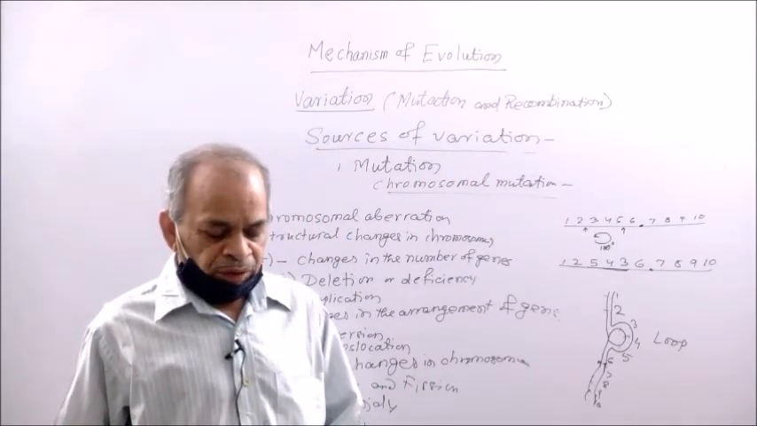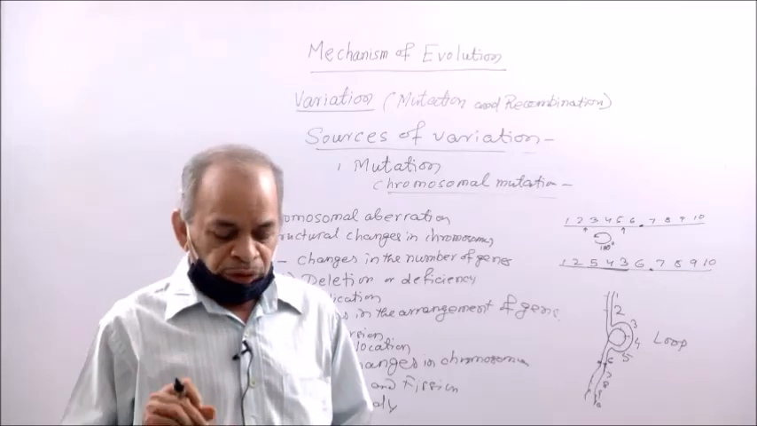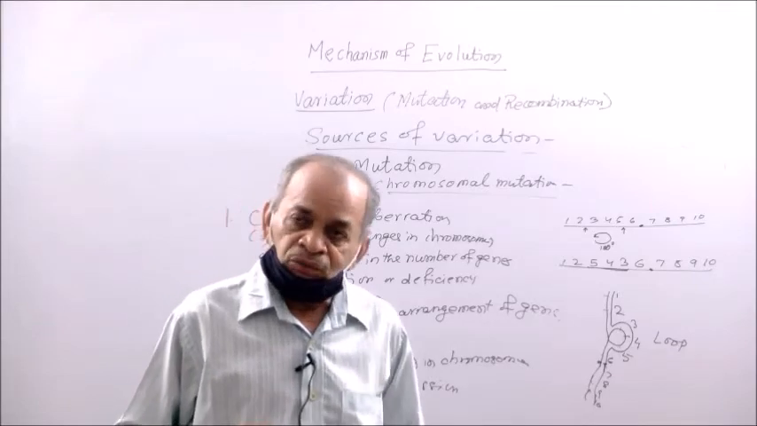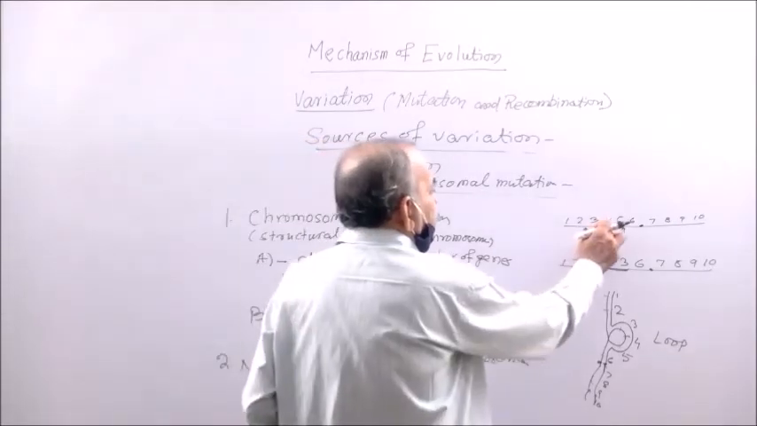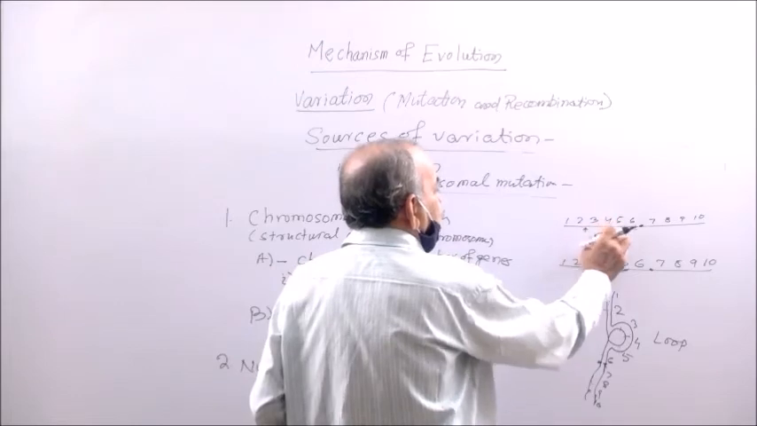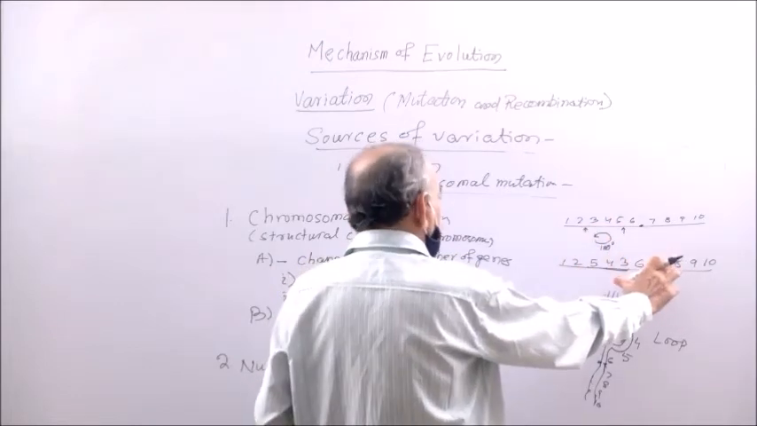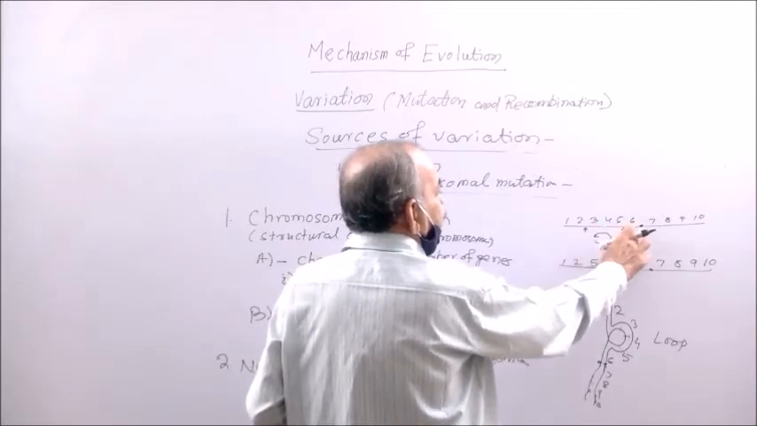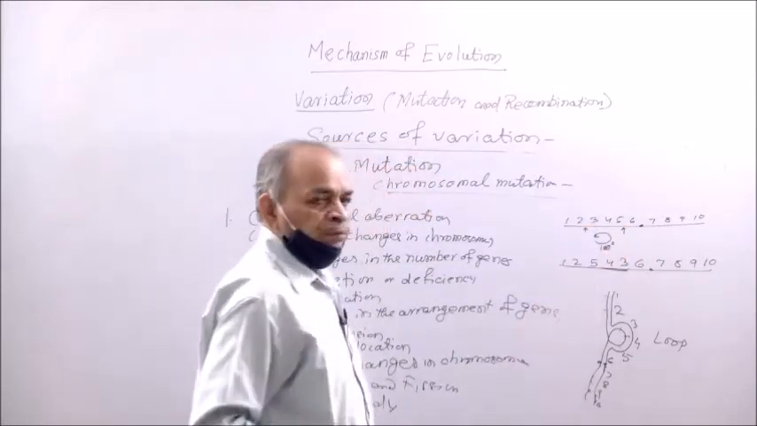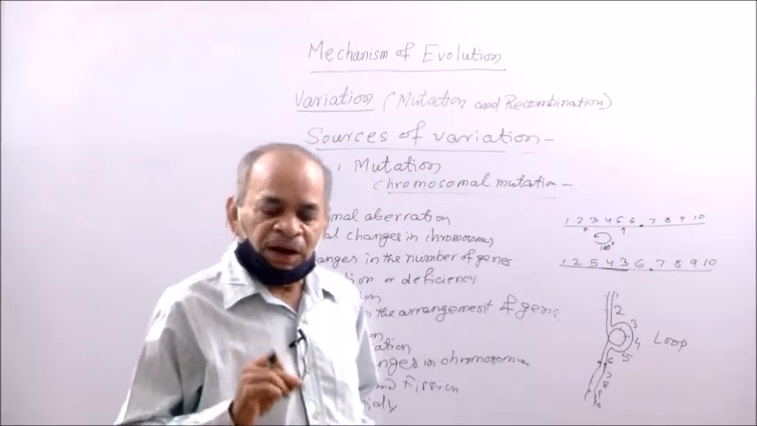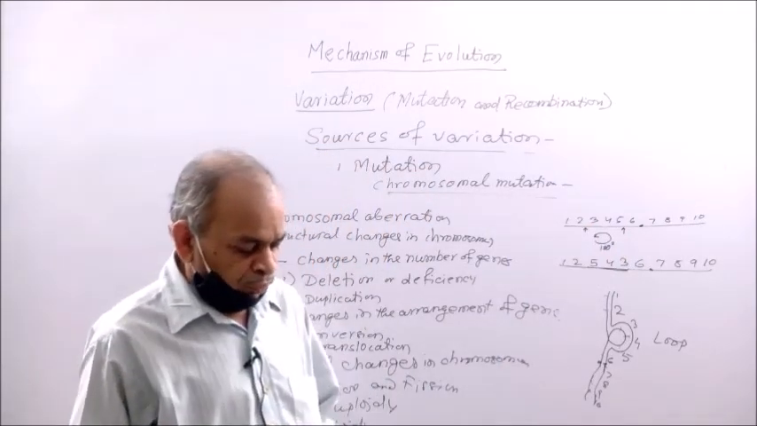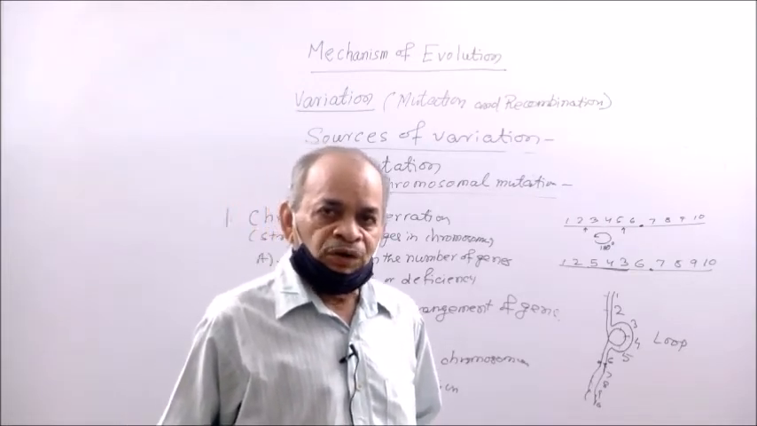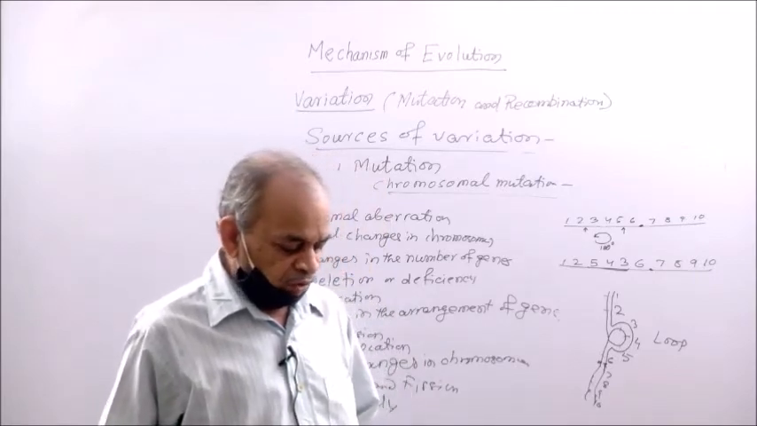If the inverted segment includes the centromere, it is called pericentric inversion. If the centromere is present here, then we say this is pericentric inversion. And here the centromere is not present in the inverted segment, so this is paracentric inversion. So pericentric and paracentric inversion. Inversion suppresses crossing over. Crossing over is suppressed by the inversion.